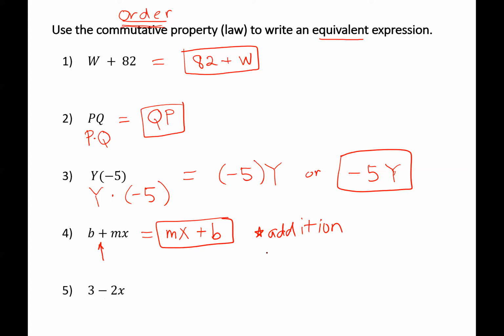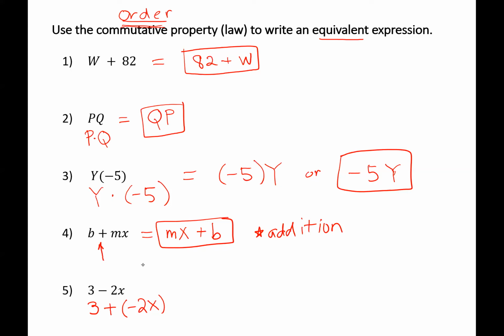Same thing for number 5. Here's number 5, 3 minus 2x. We need to be careful here because subtraction was not part of this property or law. There was a commutative property of addition and then multiplication. So what are we supposed to do with subtraction? I'm going to remember that any subtraction can be rewritten as addition. So what I'm doing first is rewriting this problem. Instead of 3 minus 2x, I'm writing 3 plus -2x.